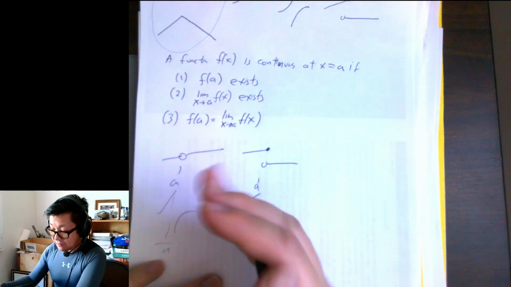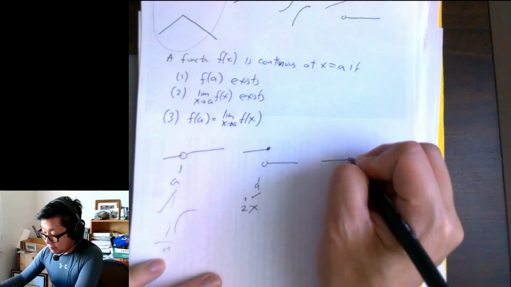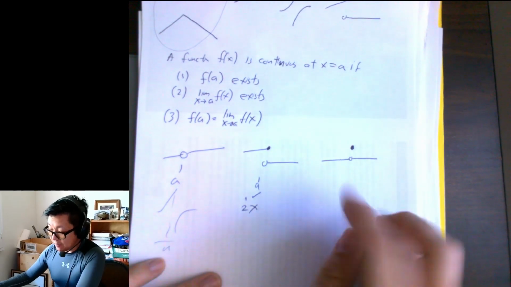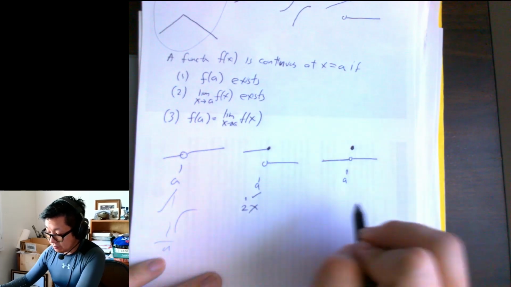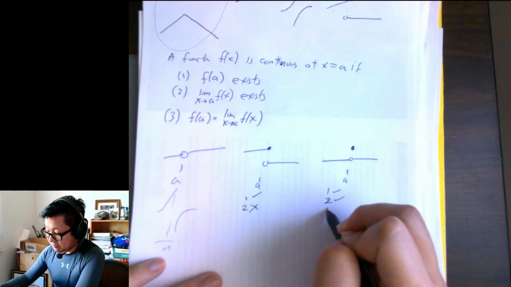Now, what does it look like if the function exists and the limit exists, but they're not the same value? Well, here the limit exists, the function exists, but if they're not the same value, you still have to pick up your pen as you're drawing the function. So this meets criterion 1 and 2, but doesn't meet criterion 3.